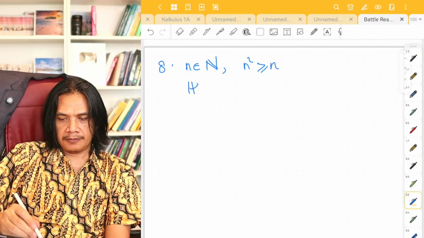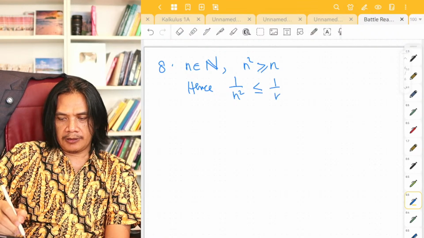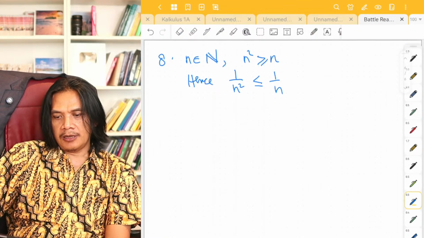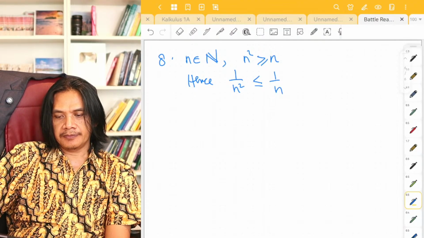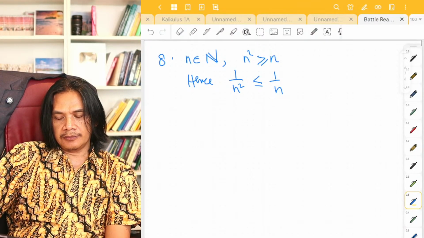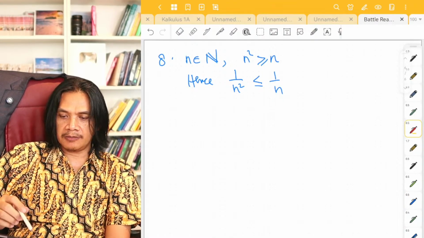Hence 1 over n squared is less than or equal to 1 over n. So how do you do this? n squared less than or equal to n. It's induction, isn't it? Don't use induction. Just try to avoid induction. Right, avoid induction.